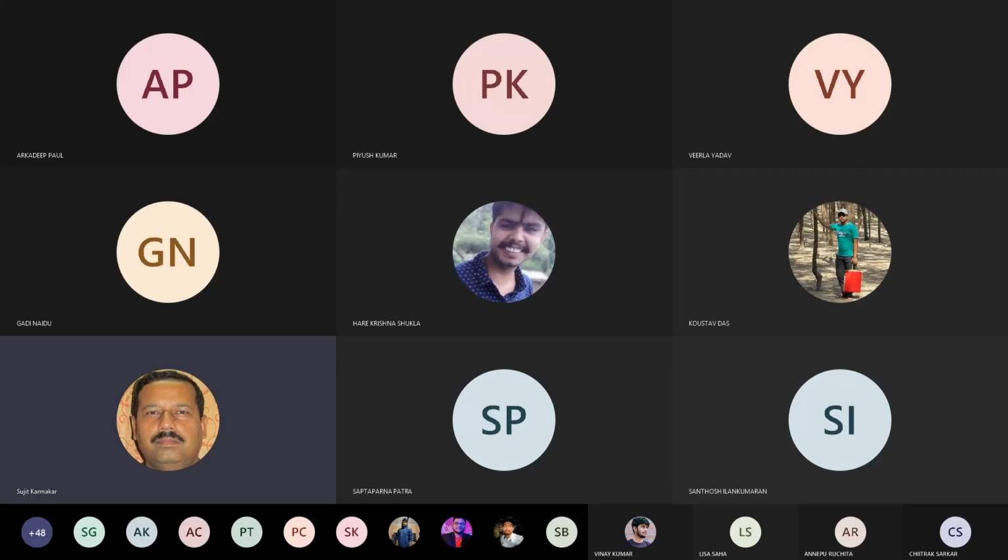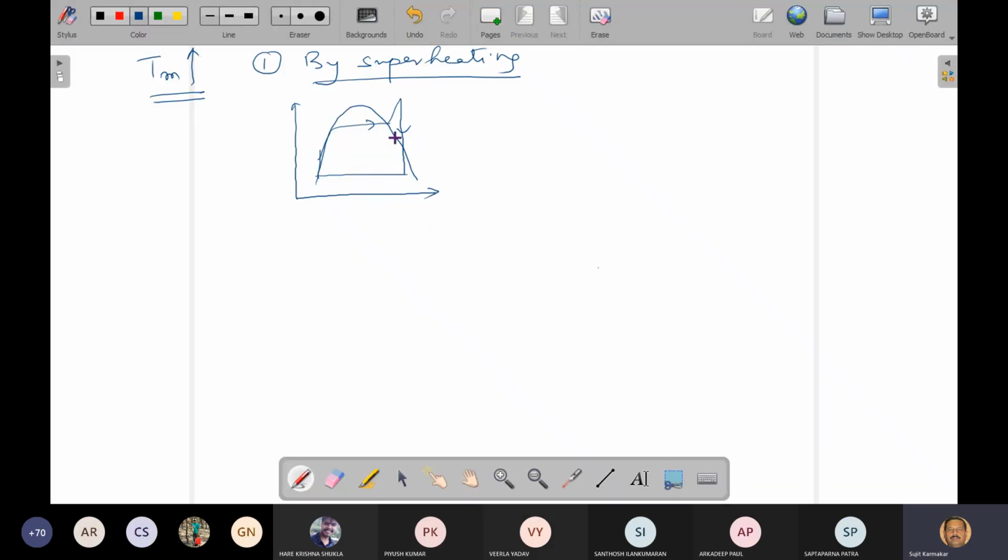You are getting some additional work done. I think this part you have already discussed. Yes, 1, 2, 3, 4. So the TS diagram, maybe you can remember that I have made a diagram with a hatch line. This part I have discussed earlier.